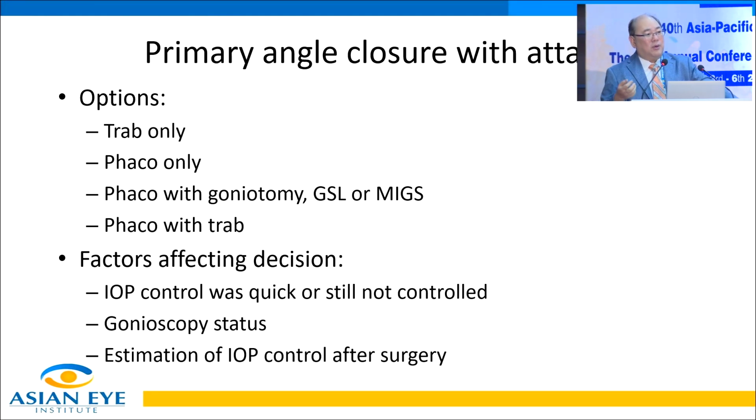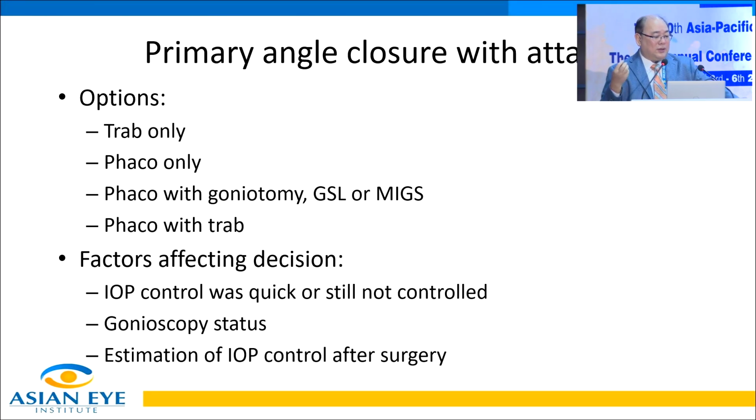So most of the time, I will do a goniotomy or GSL, but I'll show a video later of a MIGS with a phaco. And then you can do a phaco trab if the pressure is really high, but the patient cannot afford a MIGS, then the trab is cheaper.